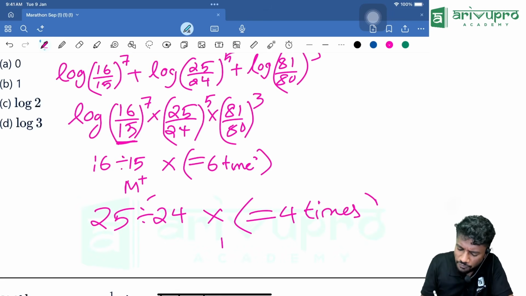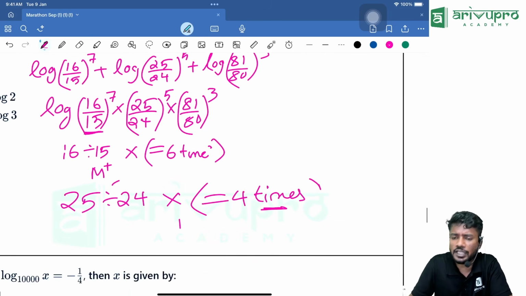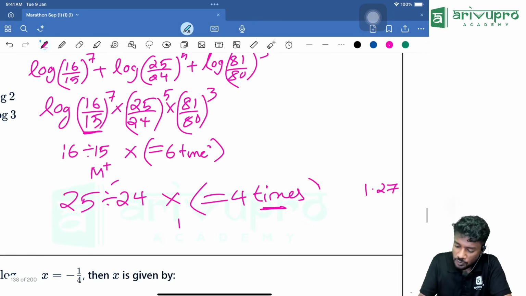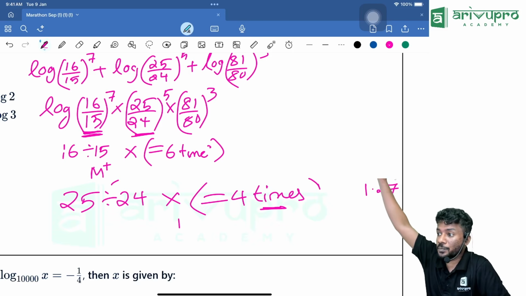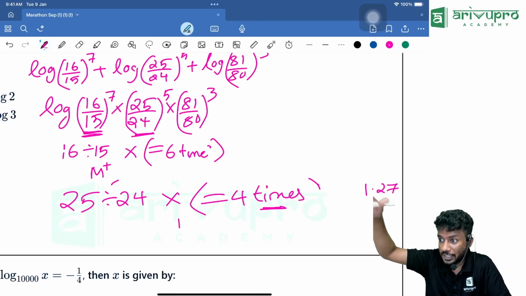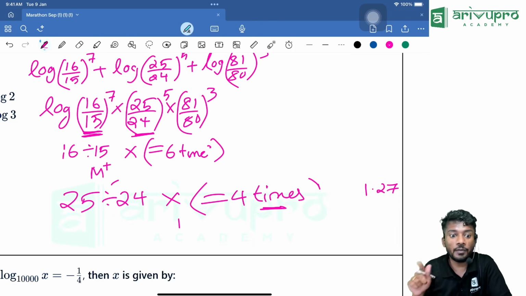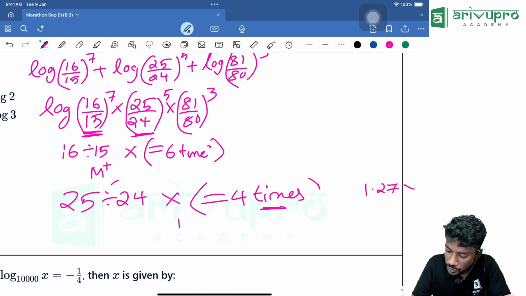Now 25 divided by 24, press equal to 4 times. Once you do that, you will get some value, right? How much are you getting on the calculator? 1.27. Now this 1.27 and the previous value should together be saved as a product in memory, right? Can I save it separately? If I click M plus right now, it will get added. Are we doing addition? No, we are multiplying. So we will click the multiplication sign.